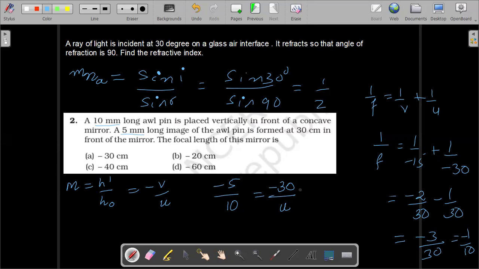You just have to use minus V by U. So minus of minus 30 over U equals 5 over 10, with the minus and minus canceling and one more minus left. So you get negative 300 over 5, which is negative 60 centimeter. Okay, now you can use it to find out F.